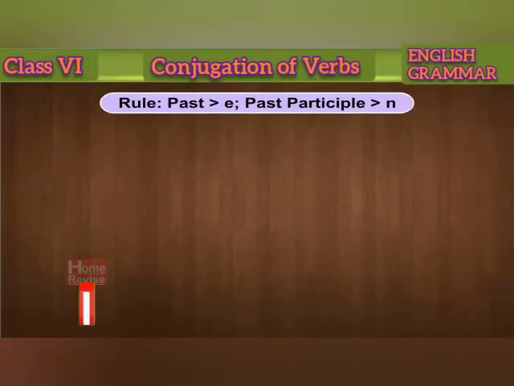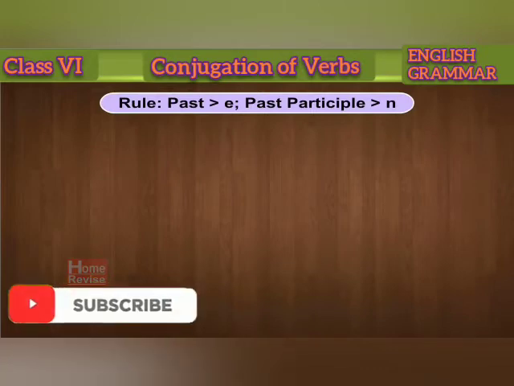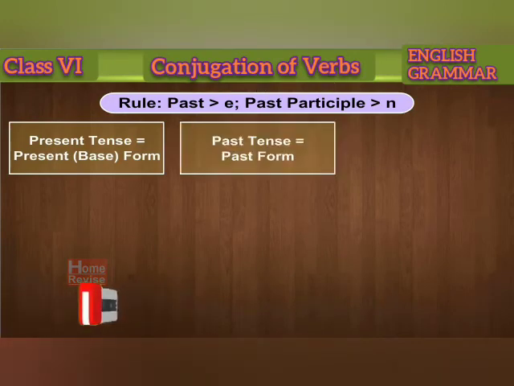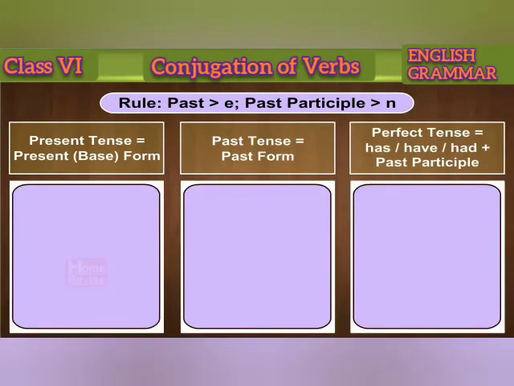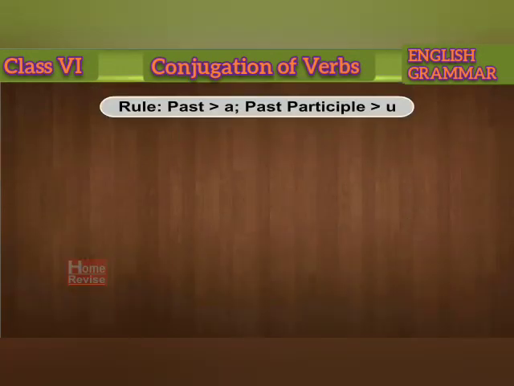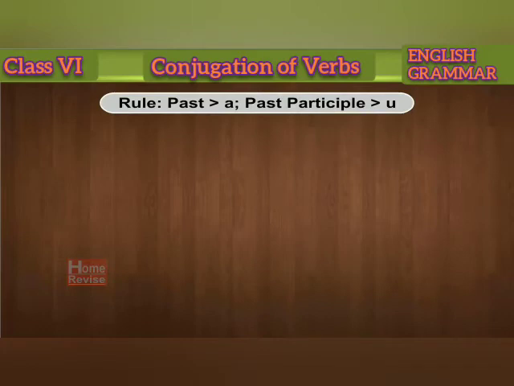Rule: past changes to e, past participle changes to n. Present base form, past, past participle. Blow, blew, blown. Draw, drew, drawn. Fly, flew, flown. Grow, grew, grown. Know, knew, known.